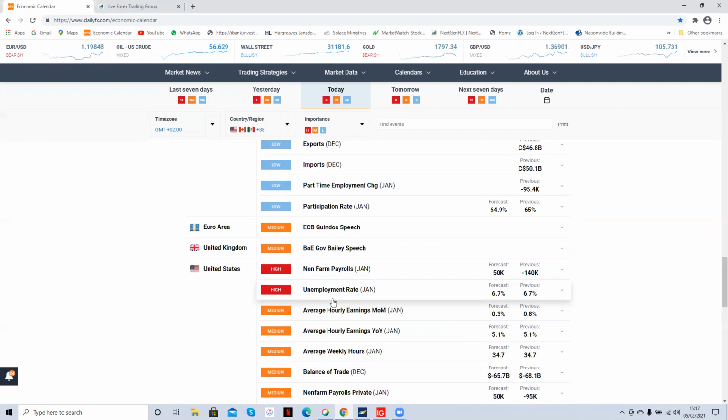There's always a high probability of the markets trending sideways prior to this report. That's why we avoided trading prior to this report. But now that we're counting down to the report, we're going to get ready and have our pending orders in place just in case the market reacts violently when the report is announced. So that's the unemployment rate report.